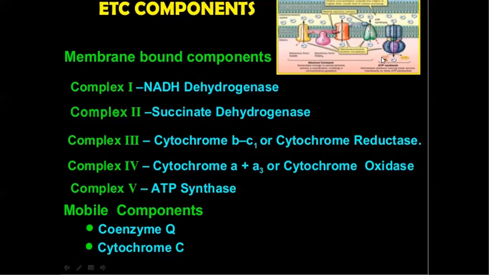In this electron transport chain, 2 mobile components are also present as coenzymes, that is coenzyme Q and cytochrome C. This is coenzyme Q, which is useful for carrying electrons from one component to the next. And cytochrome C is also present at this region, and it is useful for carrying electrons from this complex to this complex. So these are the mobile components present in the ETC.